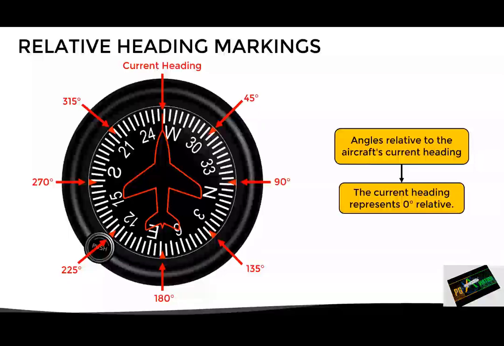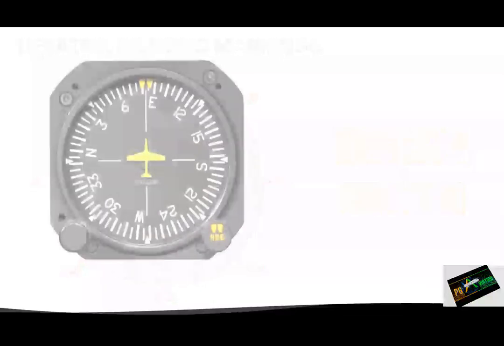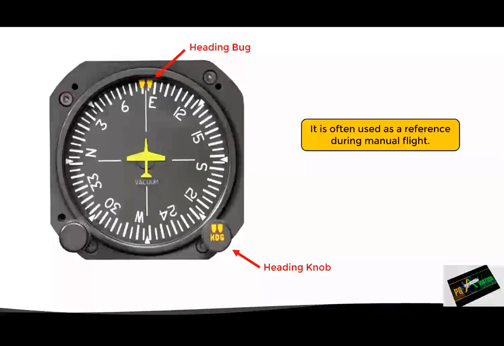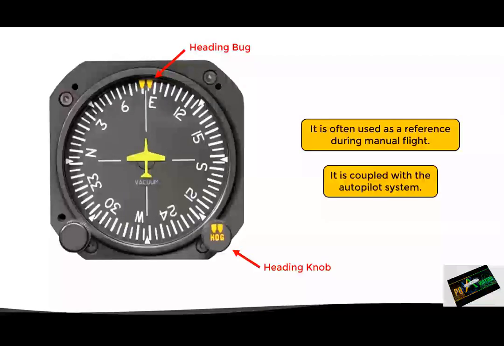Now, to finish with the parts of this instrument, some heading indicators also incorporate a heading bug and its corresponding heading knob. This allows the pilot to select a particular heading in the instrument. It is often used as a reference during manual flight, but can also be used in conjunction with the autopilot system. Having seen all this, let's see how to read this instrument properly.